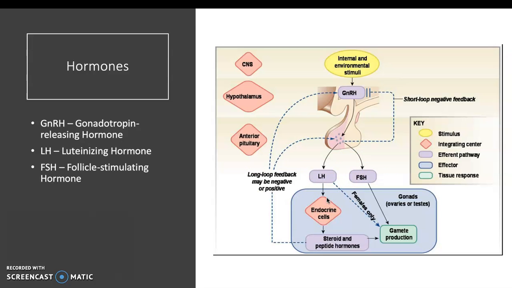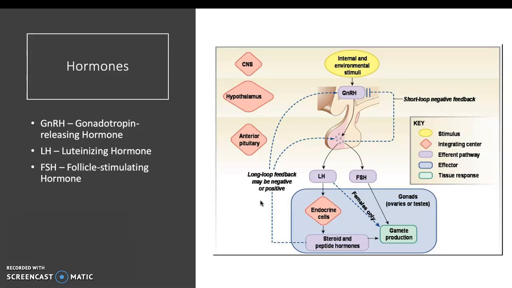So you can see that we have FSH that goes to gamete production in the gonads, either the testes or the ovaries. And then we have luteinizing hormone, which goes to endocrine cells for steroids and peptide hormones, but in females also goes to gamete production. When luteinizing hormone and follicle stimulating hormone act on these endocrine cells that release the steroids, this will create a long loop feedback, which may be negative or positive in nature.